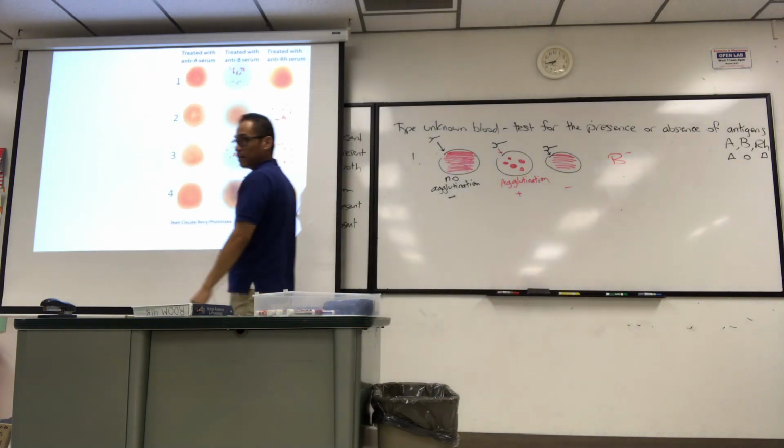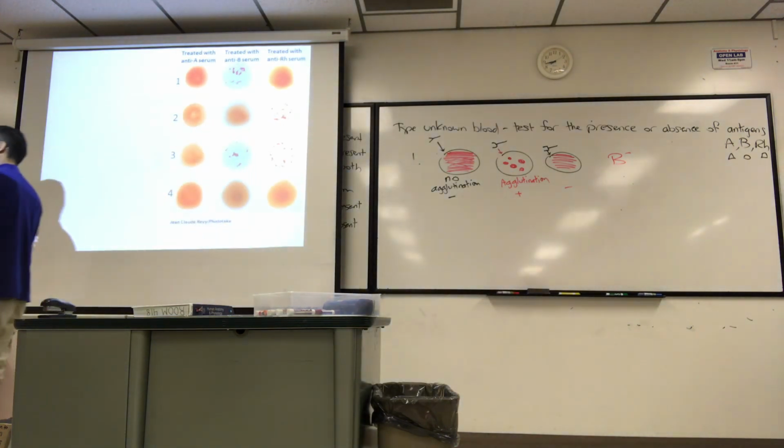O positive. What's number 3? B positive. What's number 4? O negative. And once you practice, you'll get good. It's pretty easy once you understand the principle. Right?